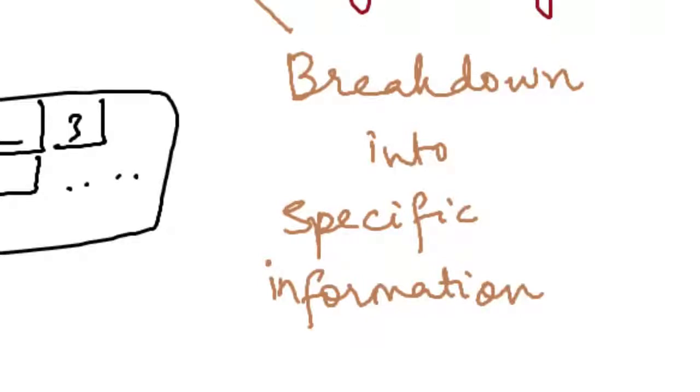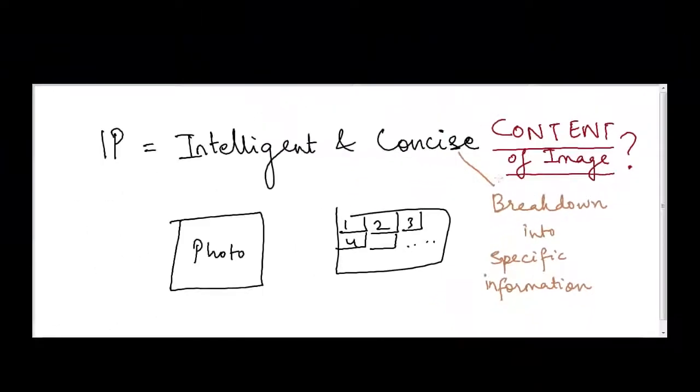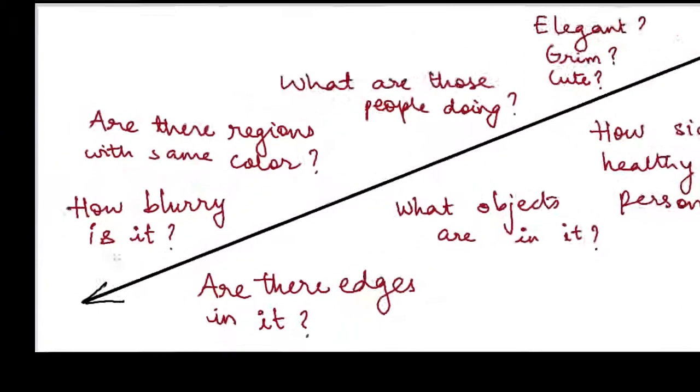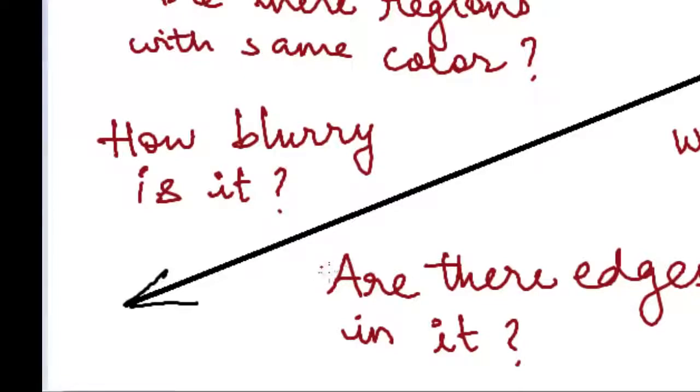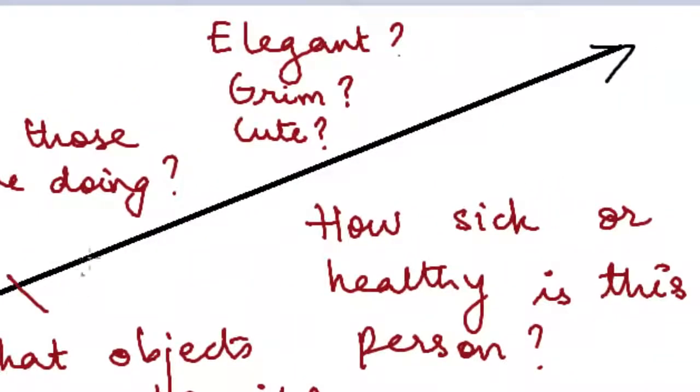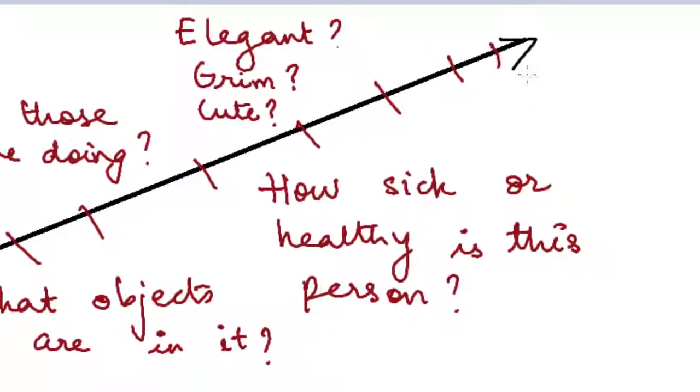So now, what are the contents of images? What do they look like? When we talk about the contents of an image, we talk about going from down below, consisting of very basic information, up the semantic ladder to very high-level or abstract information, something that you would think when you are looking at some image in an art gallery. Say, you would wonder, is that an elegant look, a grim look, a funny look, a cute look, or how sick or how healthy is this person?